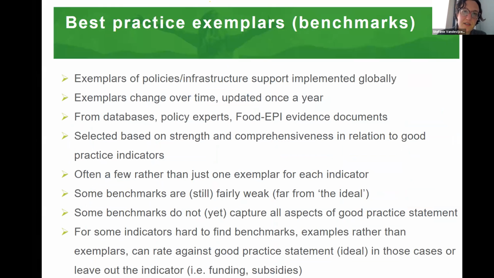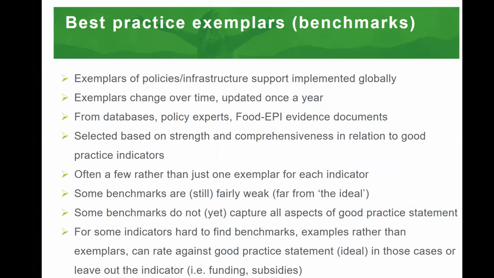These best practice exemplars are usually put together by INFORMAS itself and provided to countries who want to conduct the Food-EPI. On certain occasions, this can also be changed a little bit.